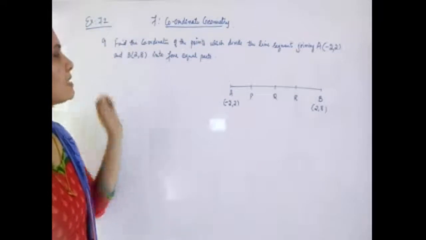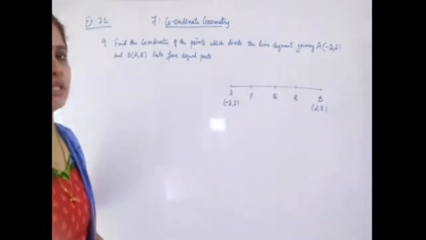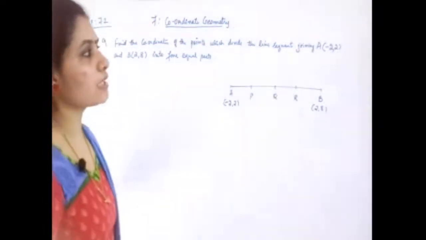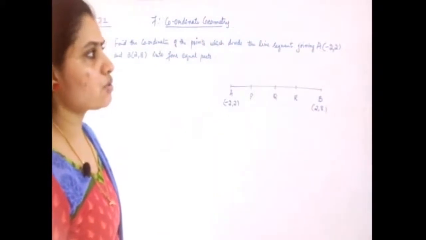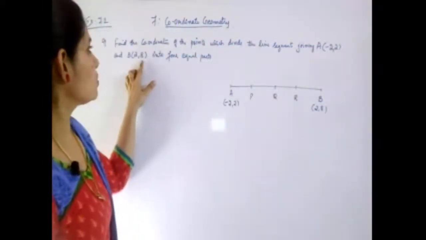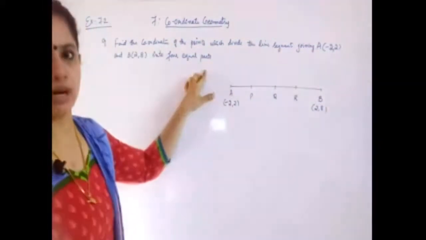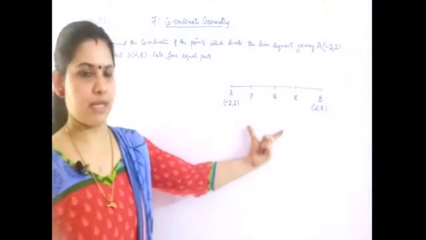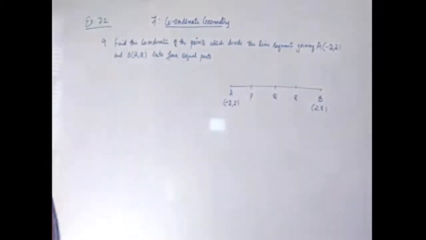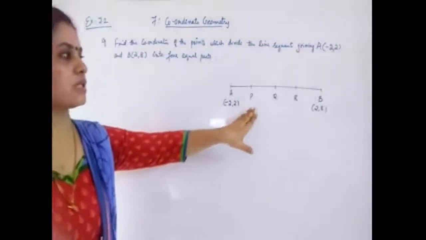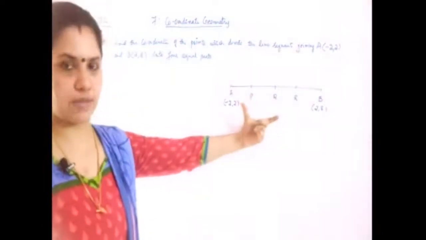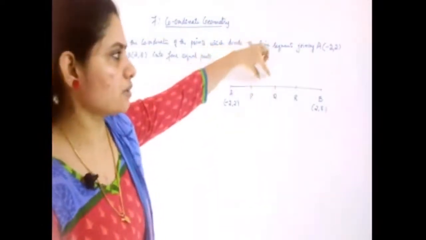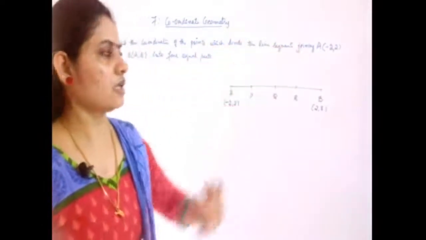Question number 9 is, find the coordinates of the points which divide the line segment joining A(minus 2, 2) and B(2, 8) into 4 equal parts. So first of all, you have to take a line segment AB and divide it into 4 equal parts. Now the meaning of 4 equal parts means you have to get 3 points in between A and B such that this distance is equal to this one, equal to this one and equal to the last one.